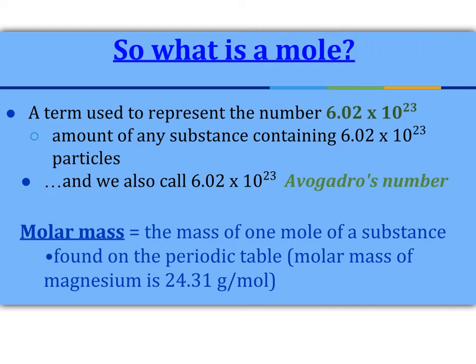So just as a review, a mole is a term that's used to represent the number 6.02 times 10 to the 23, which is the amount of any substance containing that many particles. This number is also known as Avogadro's number. Molar mass is what we've used a lot in Chem 20, and it's the mass of 1 mole of a substance. And molar mass we find on the periodic table. For example, molar mass of magnesium is 24.31 grams in every mole. The units of molar mass will always be grams per mole.